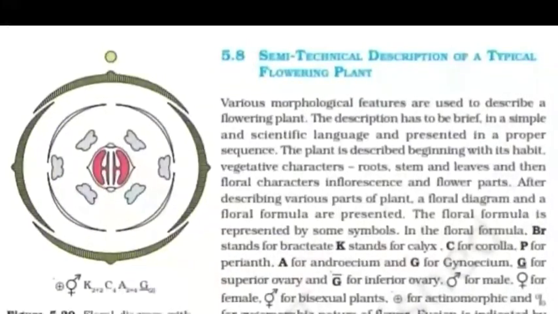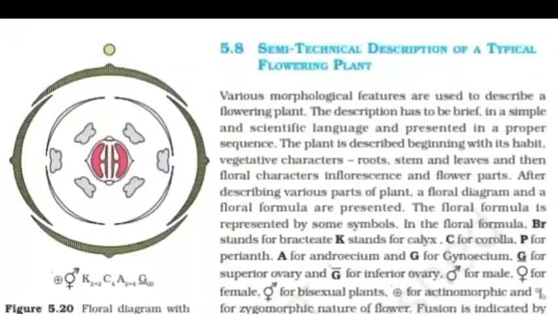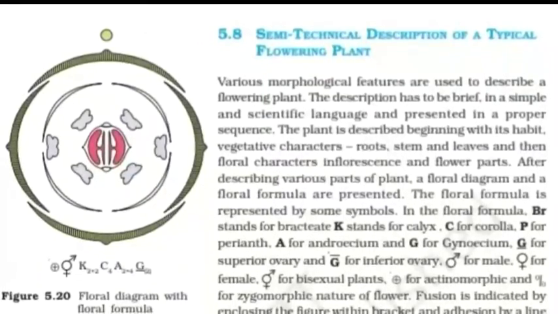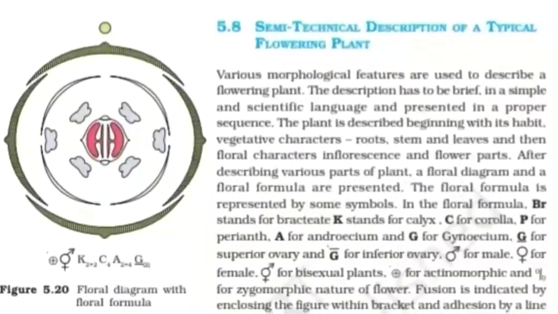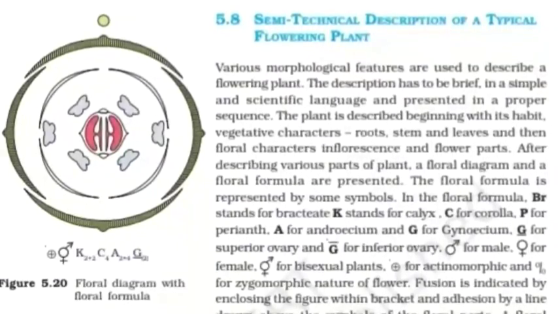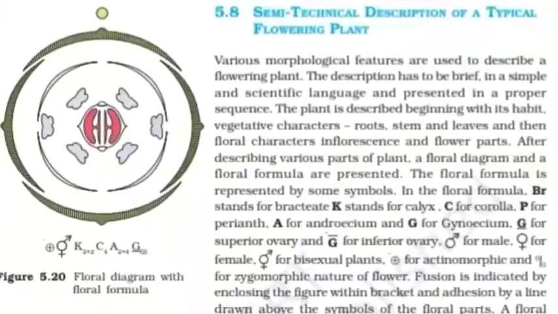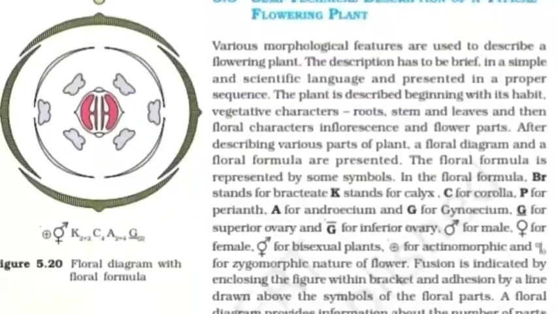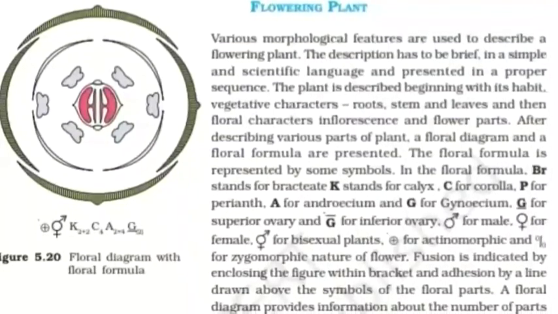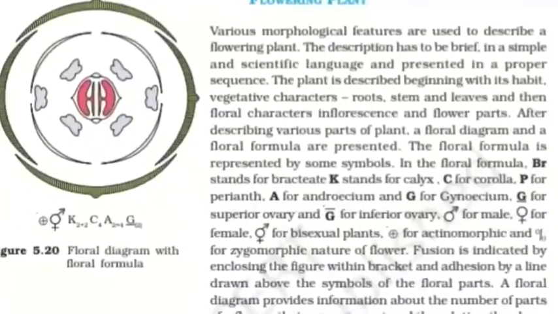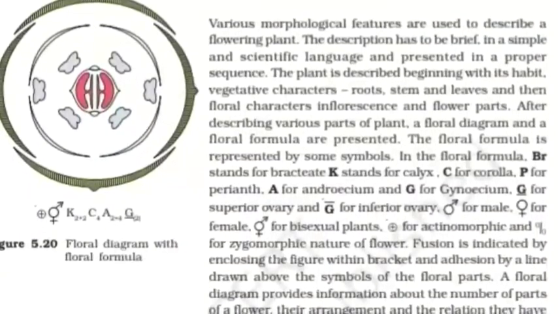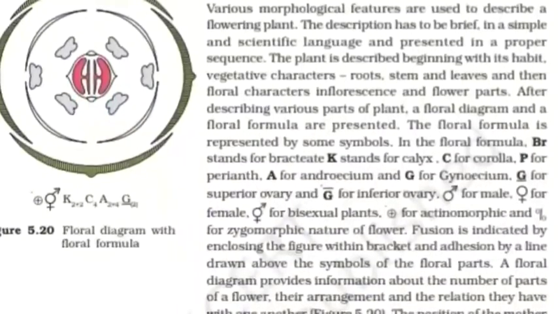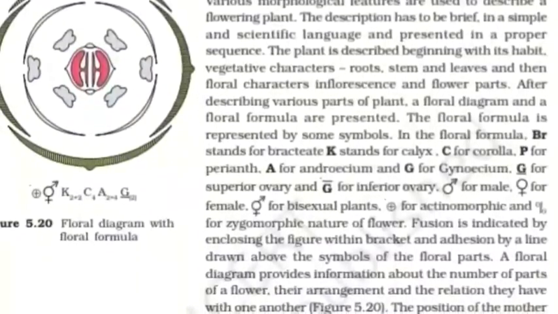Semi-technical description of a typical flowering plant. Various morphological features are used to describe a flowering plant. The description has to be brief, in simple and scientific language, presented in a proper sequence. The plant is described beginning with its habit, vegetative characters, root, stem and leaves, and then floral characters, inflorescence and flower parts. After describing various parts of a plant, a floral diagram and a floral formula are presented.